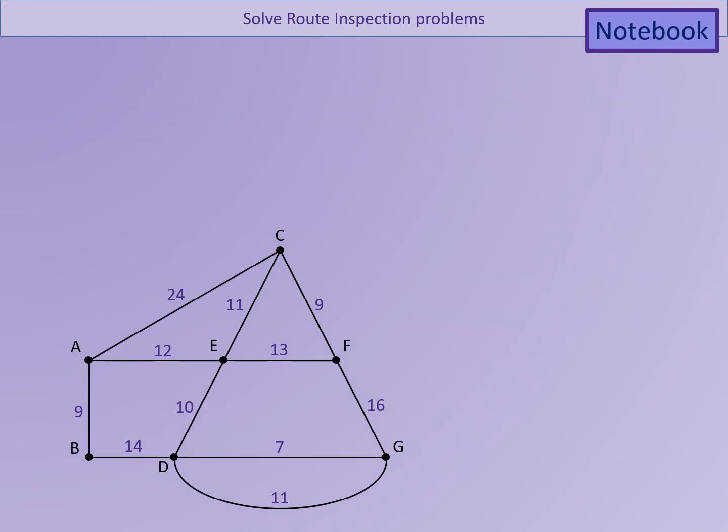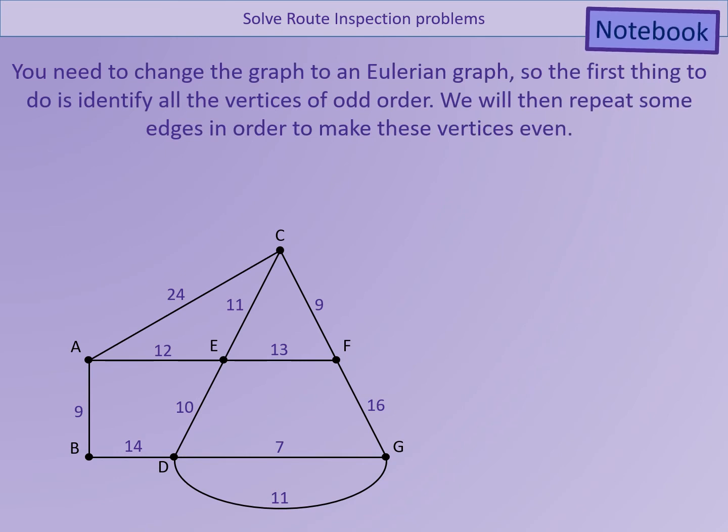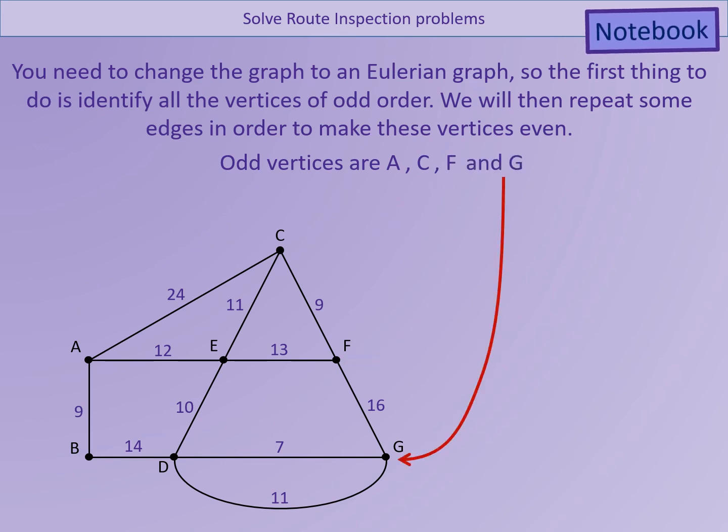So in order to solve this problem, we need to change the graph into an Eulerian graph by repeating edges between the odd vertices in order to make them even. So the first step is to identify any odd vertices. The odd vertices are A, C, F, and G. They will always come in pairs. If you recall, the number of odd vertices always has to be even.